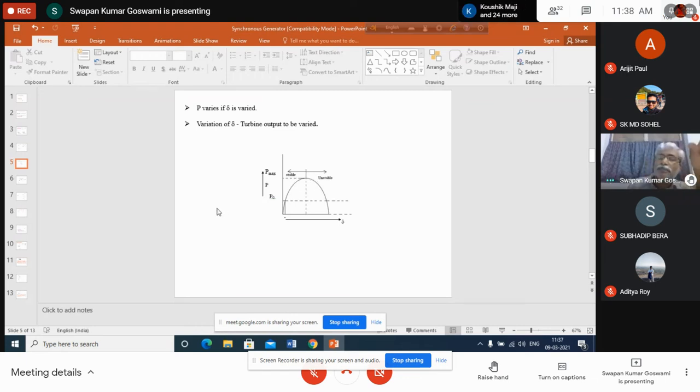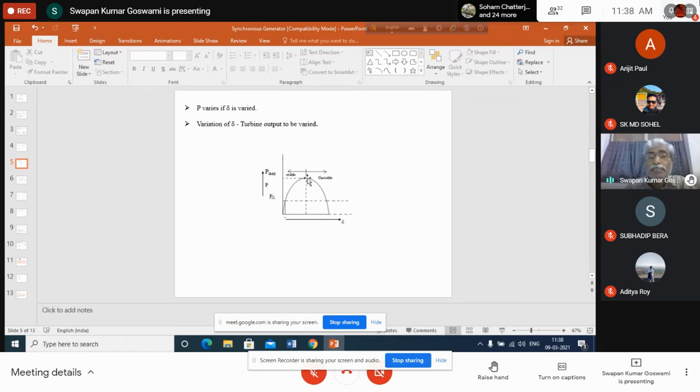So far, initially the input power was more than the output power, but after that, as delta started increasing, the output power curve sometimes crossed the input power line. As a result, output became more than the input power, and that's why the generator could restore its synchronous speed. The generator could restore stable operation because sometimes input power was more and then again sometimes output power was more.